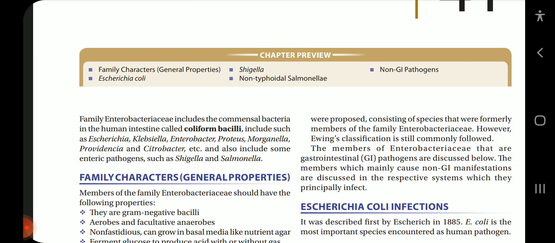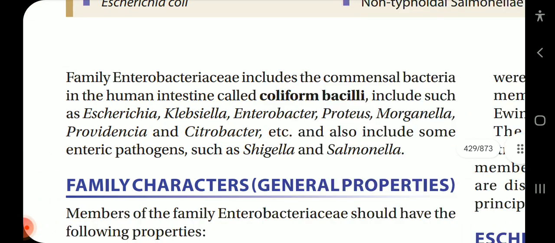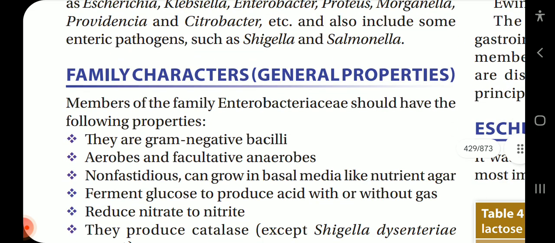in the subsequent videos. Now, the family Enterobacteriaceae includes the commensal bacteria in the human intestine called coliform bacilli, such as Escherichia, Klebsiella, Enterobacter, Proteus, Morganella, Providencia, and Citrobacter, etc., and also includes some enteric pathogens such as Shigella and Salmonella. Family characters, general properties.